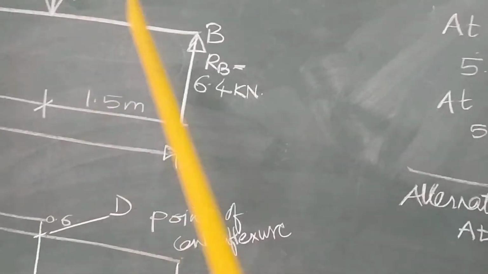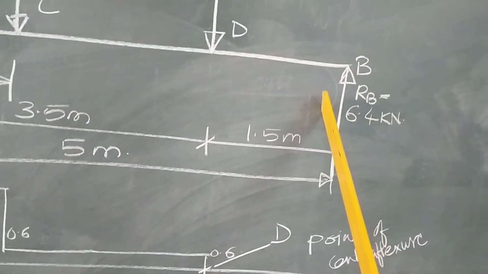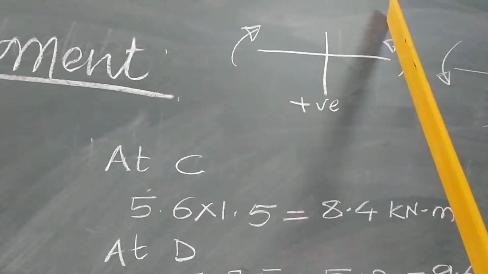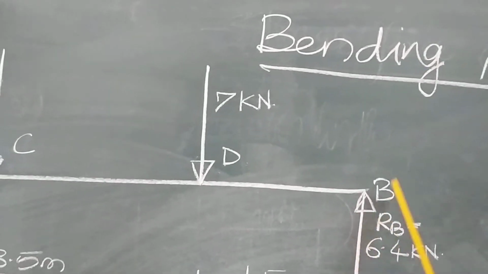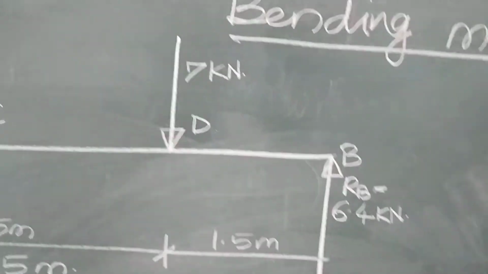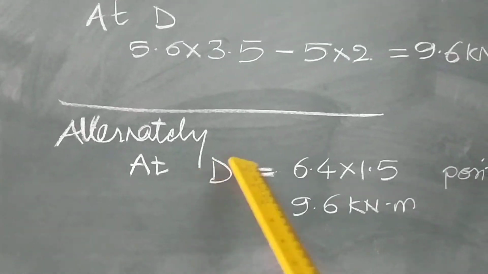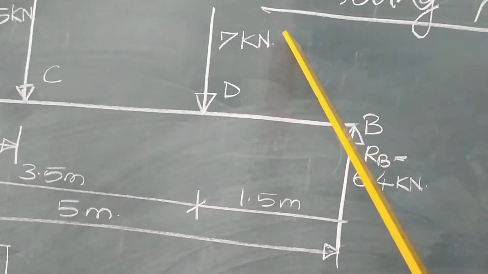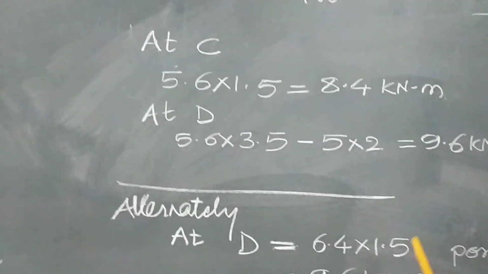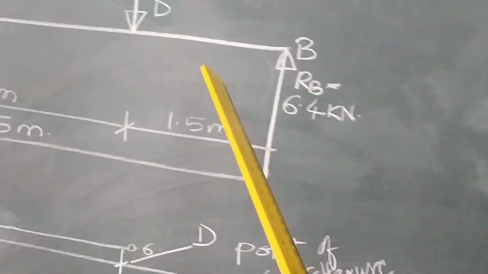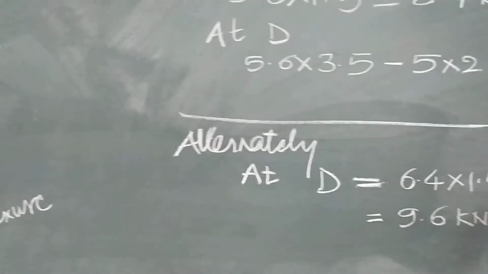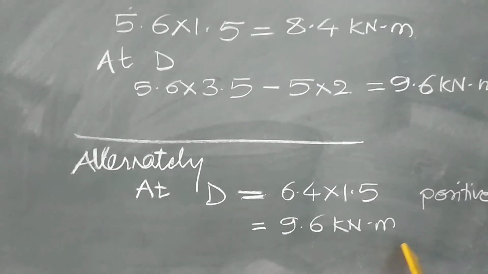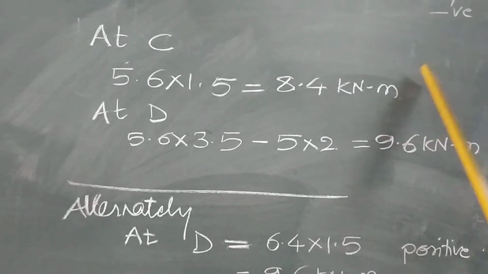Now, see, this is only arithmetic plus minus and multiplication calculation, no very hard calculation. Alternatively, you can find at D towards right only one force. Towards right, we will get anti-clockwise movement. So, alternatively, you can solve at D, 6.4 into 1.5, positive, because towards right it is anti-clockwise. It is 9.6, same answer, 9.6 kilonewton meter, positive.